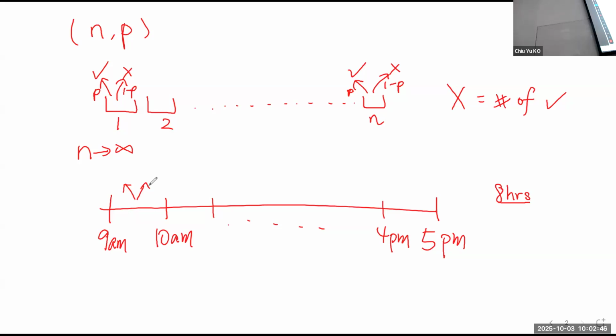In that case, maybe the restaurant is getting more busy. It's not one hour you have one guy. Maybe every half an hour you have one guy, right? That means that instead of this, you think about the 8 hours divided into 16 intervals, and each interval may have one customer, right? So the probability will be adjusted depending on how popular the restaurant is, but every half an hour you have one guy, okay? And this is still a binomial.